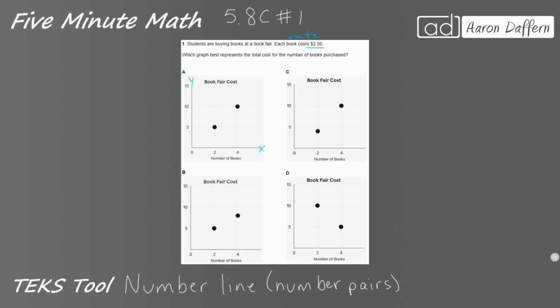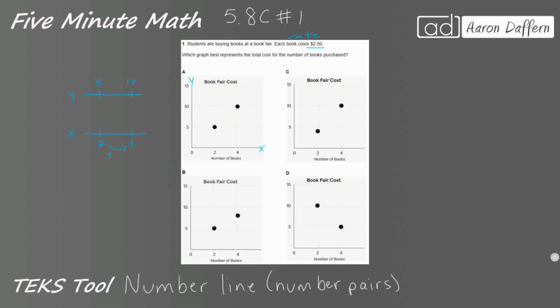So I'm just going to go ahead and draw an x and a y. I'm going to draw a parallel double number line right there. And what I'm going to do is my x-axis is going to be my number of books. So I've got 2 books, and that cost me $5. And then I've got 4 books. That's going to cost me $10. Okay.